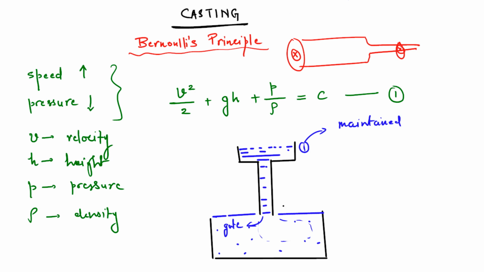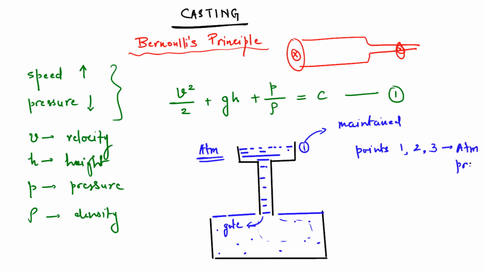So as soon as my metal goes out and it goes inside the mold, then I pour more metal and always maintain the same level. What I'm also assuming is that everything here is at atmospheric pressure. So basically all points 1, 2 and 3 all at atmospheric pressure.